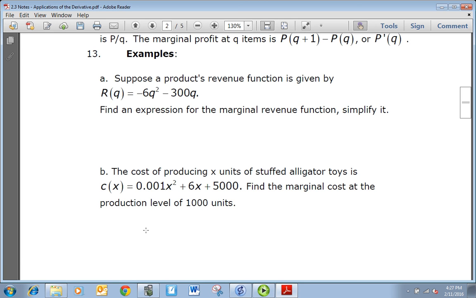So this one says, suppose a product's revenue function is given by R of Q equals negative 6Q squared minus 300Q. We want to find an expression for the marginal revenue function and simplify it. So here all we're asked to do is find R prime of Q, which is negative 12Q minus 300. And from that function, we could find the marginal revenue at any Q.